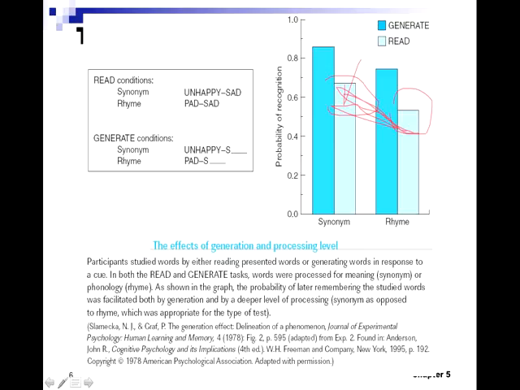So this is not even that people are trying to remember things that are like personally important to them because they came up with the words. We pretty much biased you towards a specific word, but you're getting these big differences between read and generate. And then kind of awesome, you get these differences between synonyms and rhymes. So we're better at synonyms than rhymes.